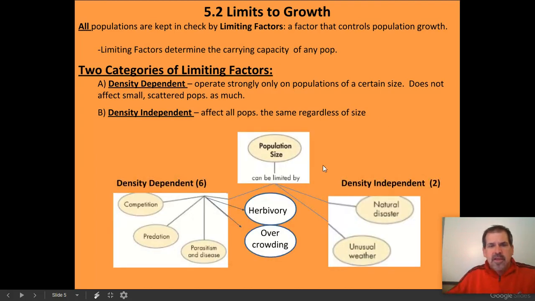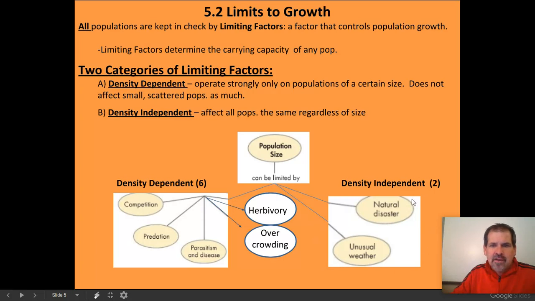If you need to, take a moment and pause the video and very neatly write out this graphic. And then after you unpause it, I'll take a minute to explain them. All right, so here's our population size. Population size can be limited by our density dependent factors and our density independent factors. Let's just look at these two over here.